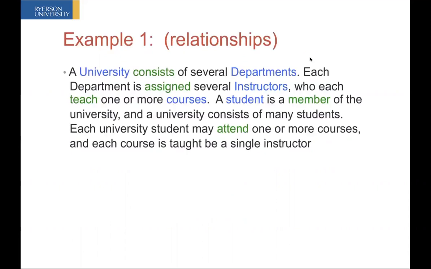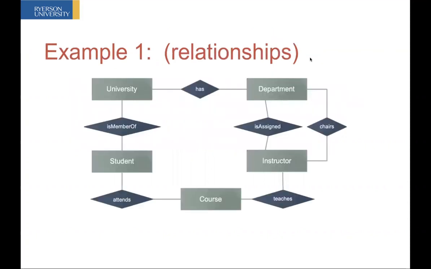So we look for the keywords that determine the relationships. This consists of several. This is assigned several instructors. A student is a member, may attend one or more courses, and then teaches one or more courses given by the instructor. If we add those relationships using the notation of the diamond relationships, we can see that the university has many departments. We're going to use this word many later on when we add the multiplicity.